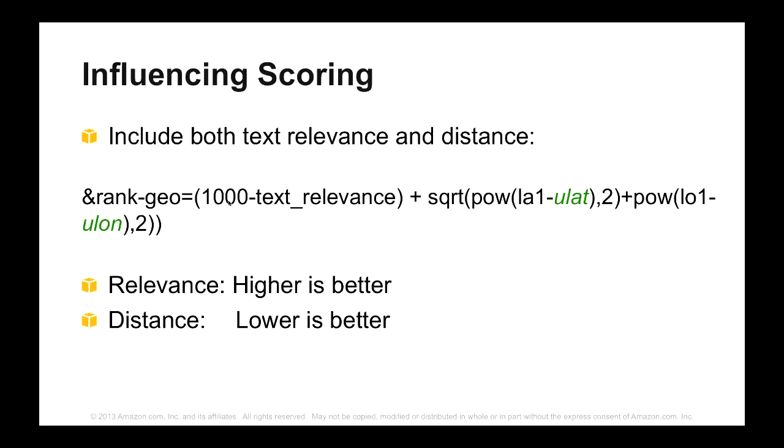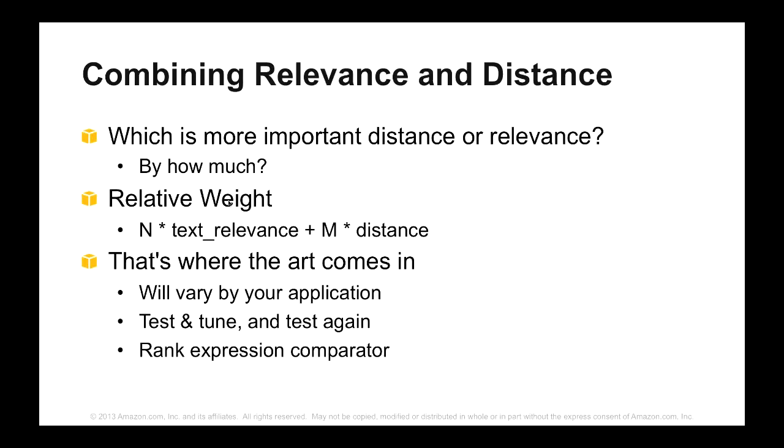All right. So now the problem is that on that last slide, we just added them together, so we're sort of assuming 1 point in text relevance equals 1 unit in distance, and that's probably not going to be the case, so we'll need to multiply one or the other by some factor to balance it out. And that, of course, is where the art comes in, because which is more important varies by your application.